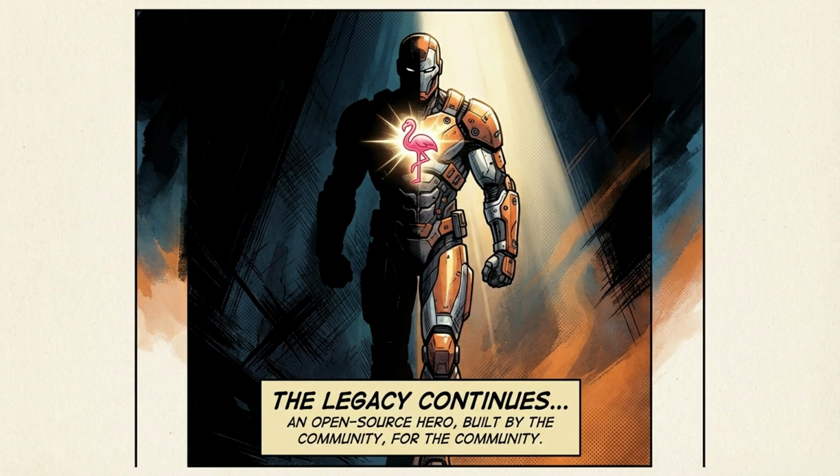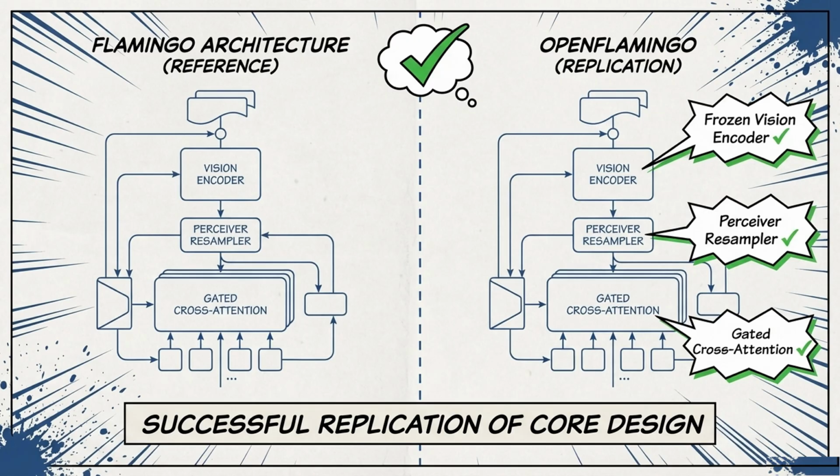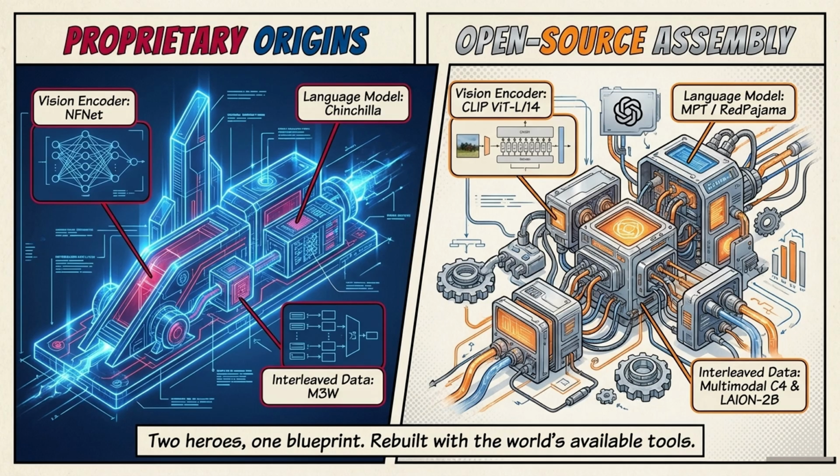This brings us to OpenFlamingo, the open-source effort to replicate Flamingo. Released in 2023 by researchers at the University of Washington and other institutions, OpenFlamingo aimed to democratize access to this technology. The architecture closely follows Flamingo's design, with frozen vision encoders and language models connected by perceiver resamplers and cross-attention layers. However, OpenFlamingo uses different components.